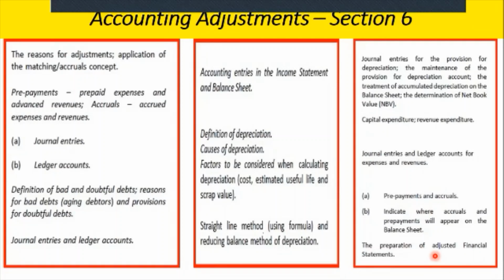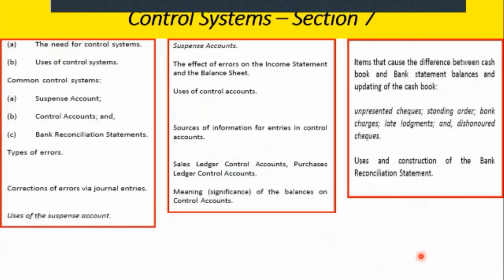Okay, the next section they have is control systems, right? And this is the control systems. These three we have here, in addition to the trial balance, is also seen as a control system because it helps to control your ledger accounts. Okay, the need for and the uses of control systems, most of them are used to detect errors and correct them. Okay, so this side here, we did everything here.